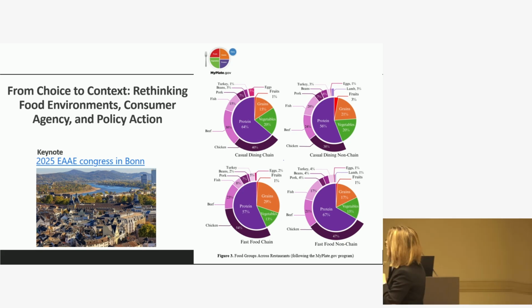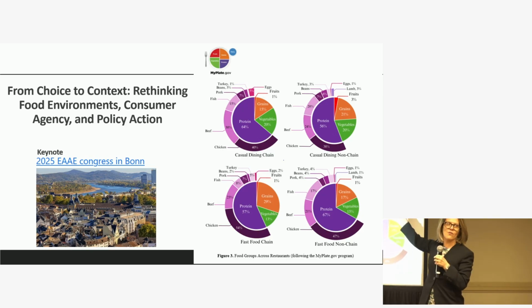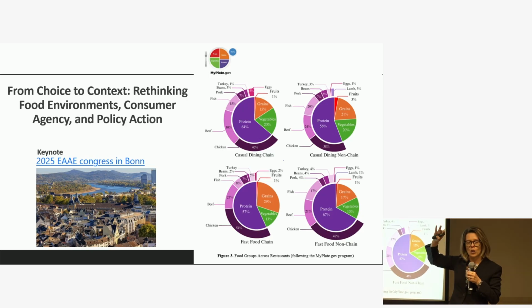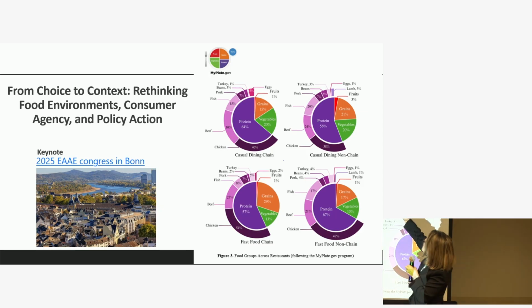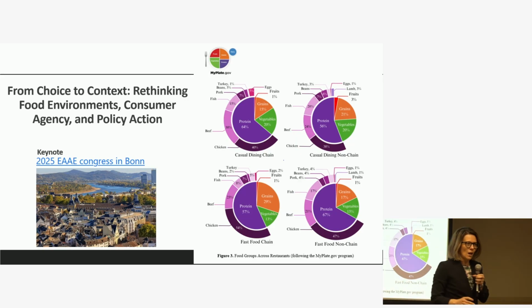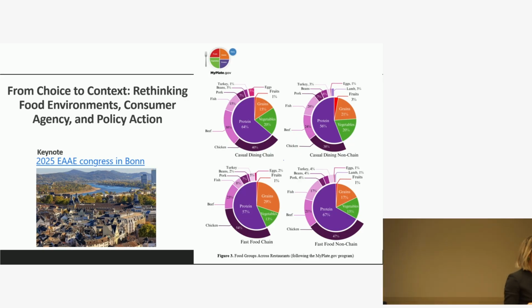And so this is what I did, and I found, for example, I have different chains. All of these are restaurants. There are over 12 million restaurants, something like this. And what I found is that only 1% of the food items offered are fruits in restaurants.